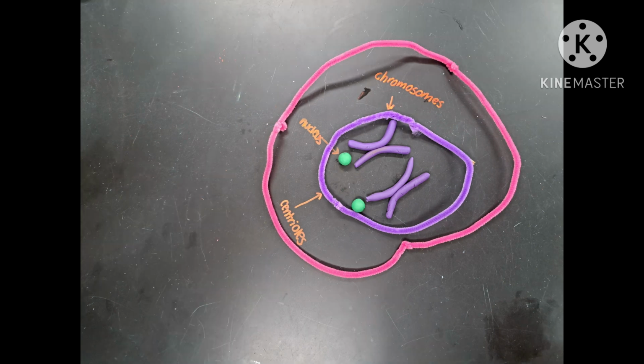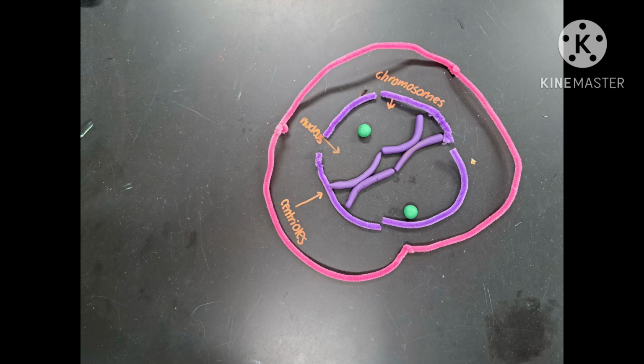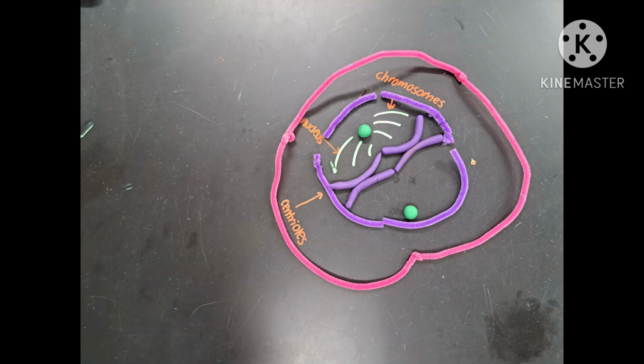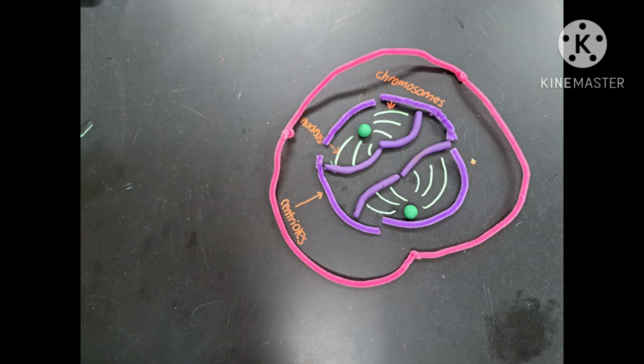In prophase, chromatids condense into chromosomes and the centrioles move to the opposite ends of the cell while the nucleolus and nuclear membrane break down. In metaphase, the chromosomes align in the middle of the cell as spindle fibers from the centrioles attach to the kinetochores of the chromosomes. In anaphase, the chromosomes are pulled apart.